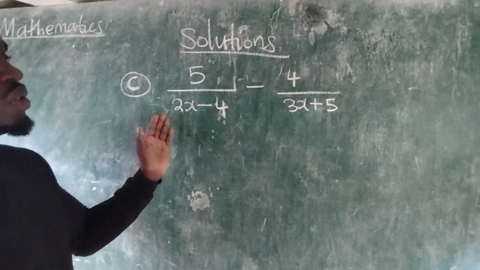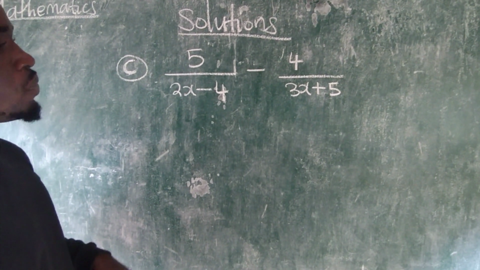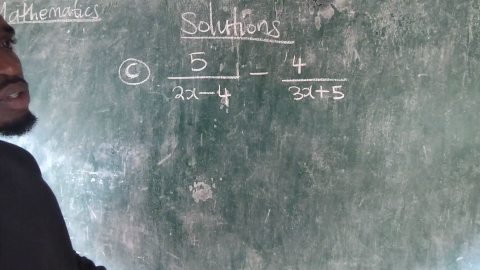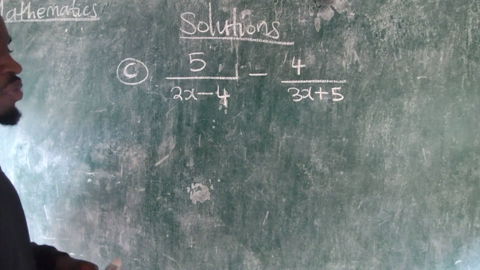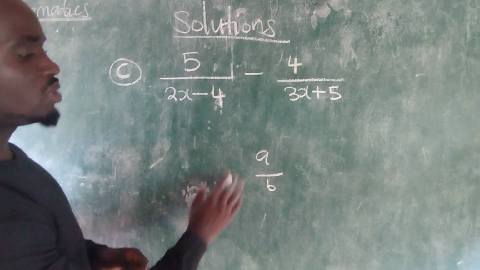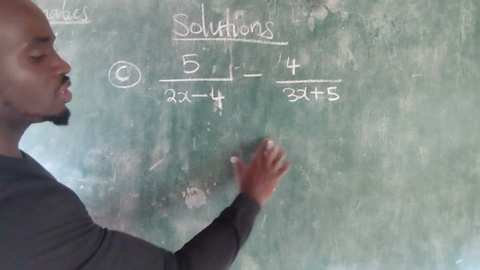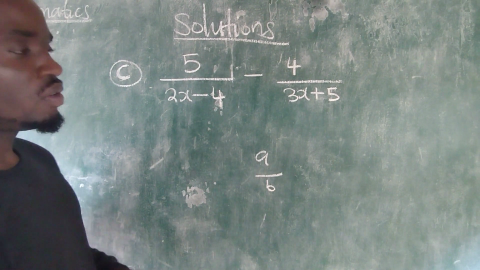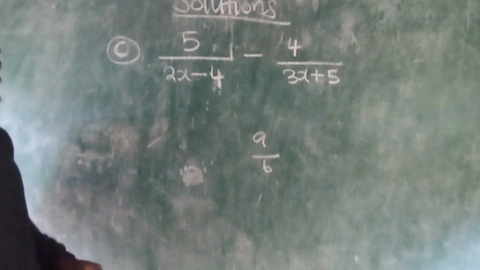We are trying to express this as a single fraction. When they say as a single fraction, they want you to come up with a fraction in this form. Okay, a over b. So I'm just giving an illustration here. They want you to come up with a fraction like this. This is a single fraction. Okay, so how can we answer this?